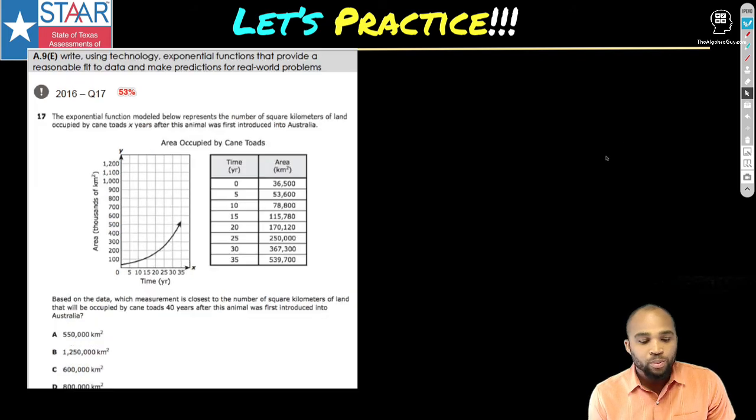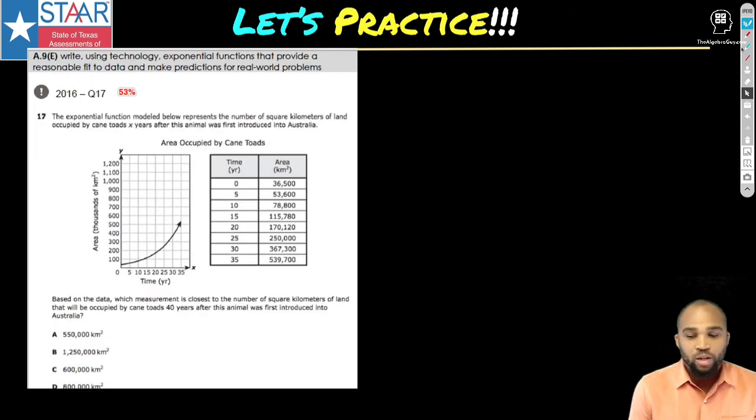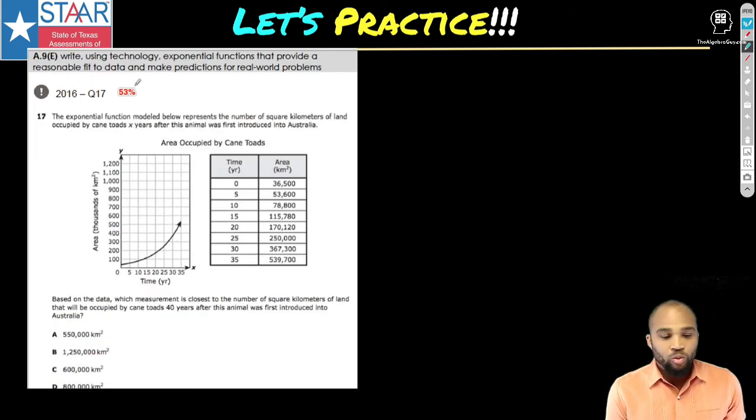Now the next problem is more similar to the one that we've been talking about. And this is why only half of the individuals who've taken this, 53%, got this right. But you're going to be different. You're going to get 100% because you're going to get this right, because they did exactly what we talked about. They gave you a table all the way up to 35 years and then asked you what happens after 40 years. What happens in year 40?